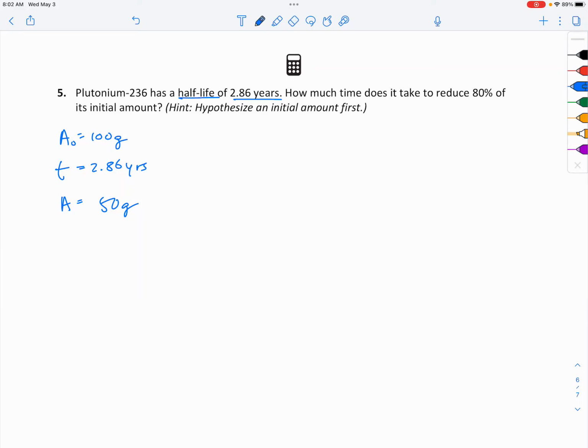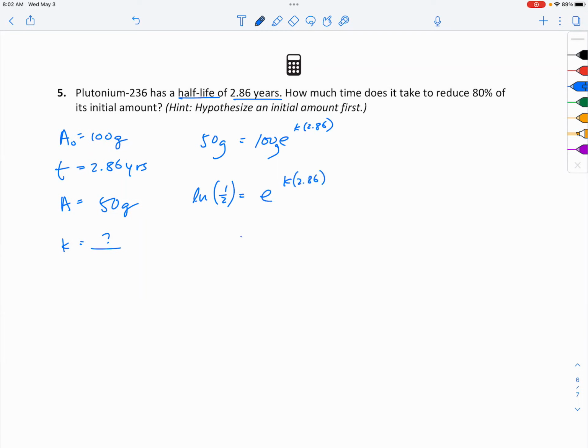Thank you. So now, that means we have enough data to find out our K value. So we say, all right, 50 grams is left after 2.86 years, okay? So let's go ahead and do that. So you divide by 100 first. And now if you do more of the half-life calculation, you may realize something.